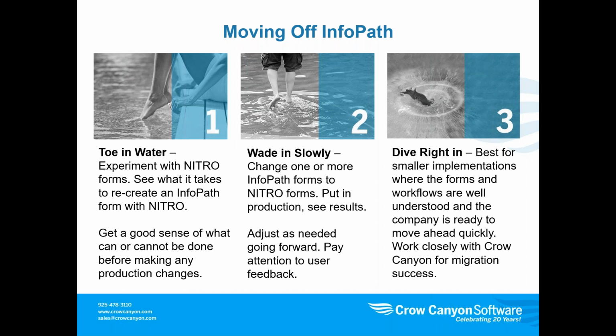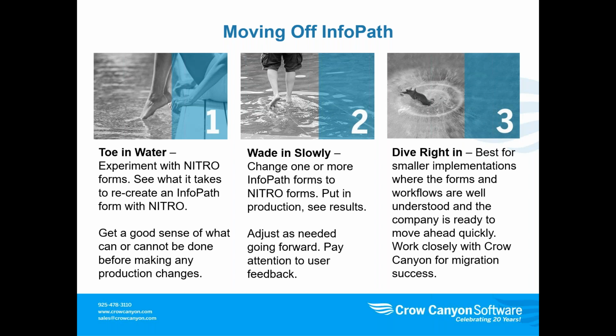The third approach is to dive right in. And usually you do that after you do 1 and 2, you've got some experimentation going, you've waded in, now you feel real confident that you can move ahead with a full-scale replacement. So you're going to go ahead and do that. The other place where number 3, the dive right in, comes into play is when you only have a few forms. You definitely have to try out NITRO, but it's not necessary to create a big elaborate project if we're only replacing 1 or 2 forms, right? So that's what I'm trying to say there, is that you work closely with Crow Canyon for the migration.